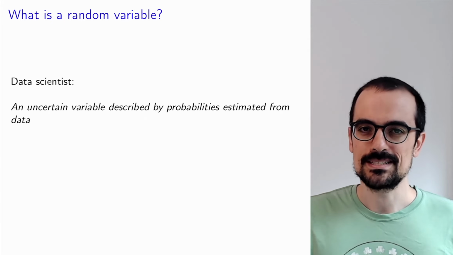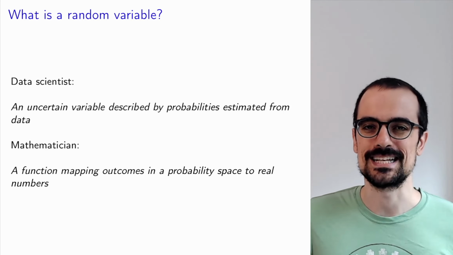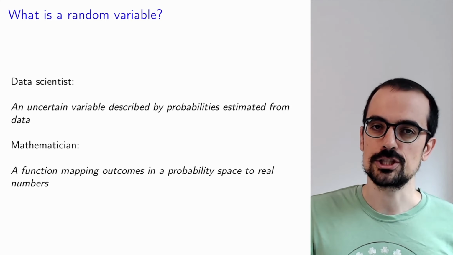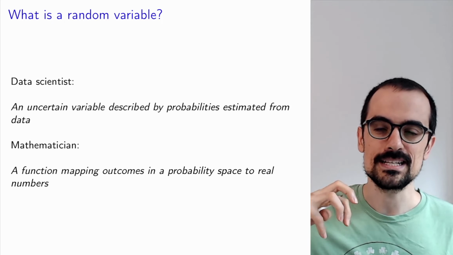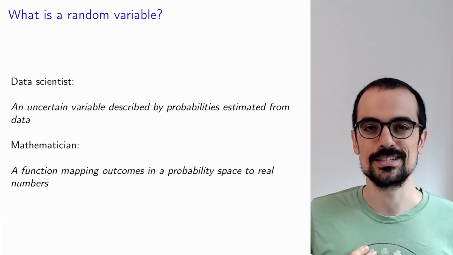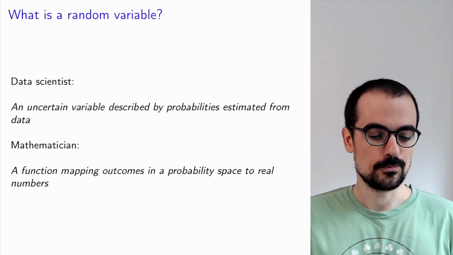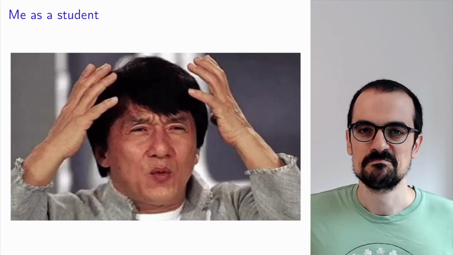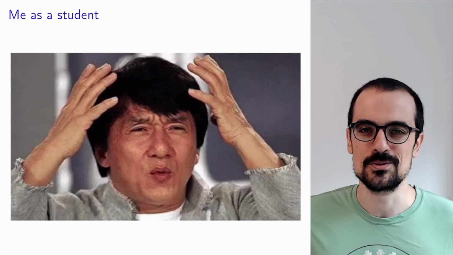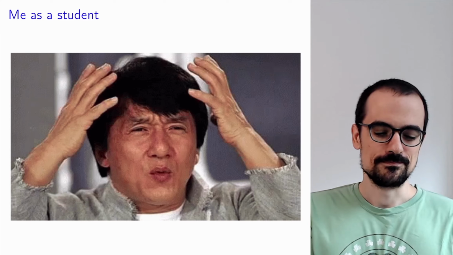But now let's see what happens if you ask a mathematician. They will tell you, oh, a random variable, it's a function that maps outcomes in a probability space to the real numbers. And this is the definition that I encountered as a student when I first started studying probability. And this was pretty much my reaction. Like, what does this have to do with modeling uncertain quantities? Very confusing. Well, as it turns out, random variables are a bit like cars.